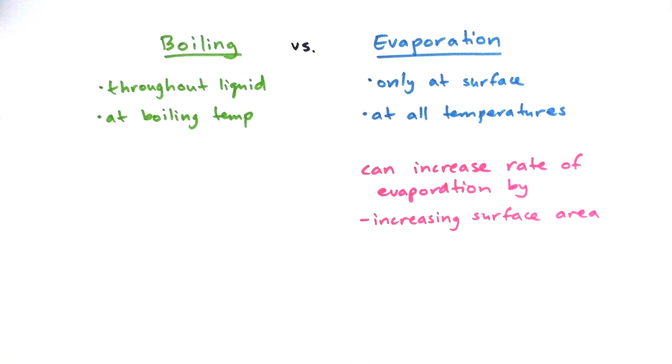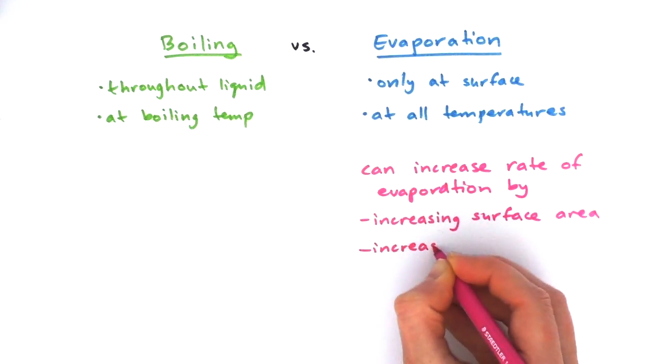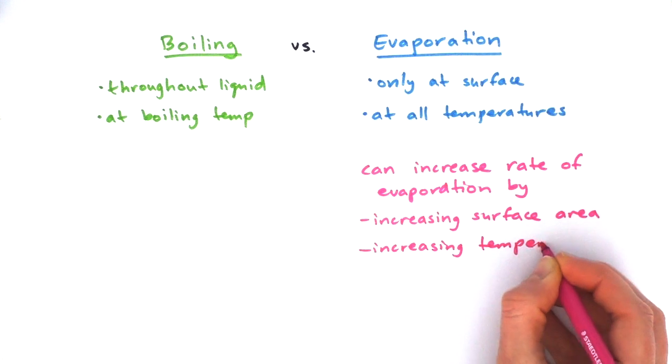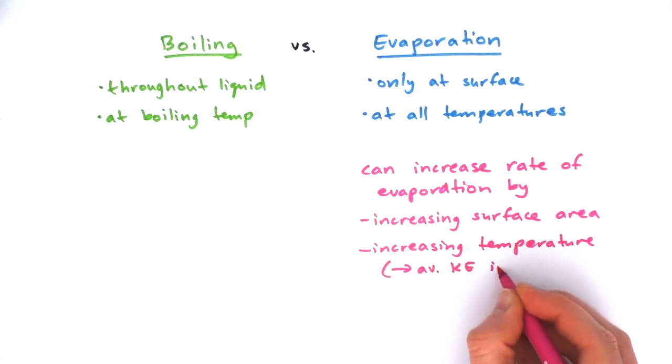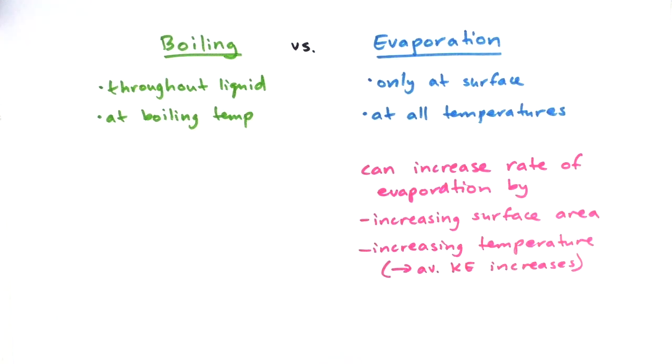And the next one is that we could increase the temperature, because if we have the same liquid but at a higher temperature, then that means that the average kinetic energy of the molecules is higher, so we're more likely to get a molecule that has a high enough kinetic energy to jump off the surface of the water altogether.